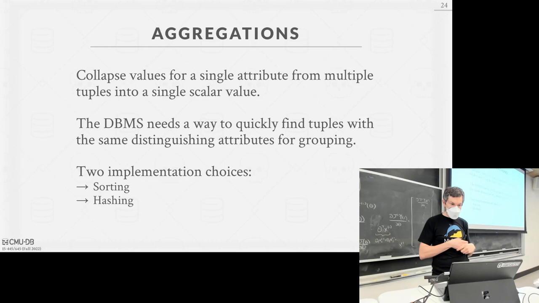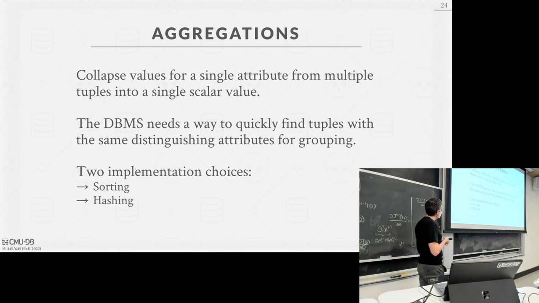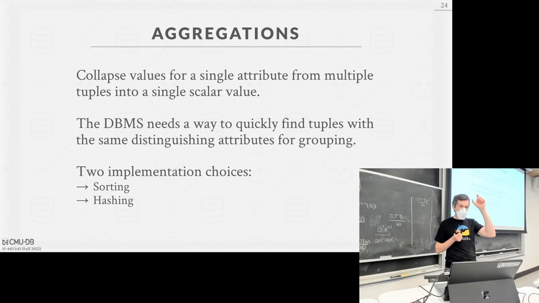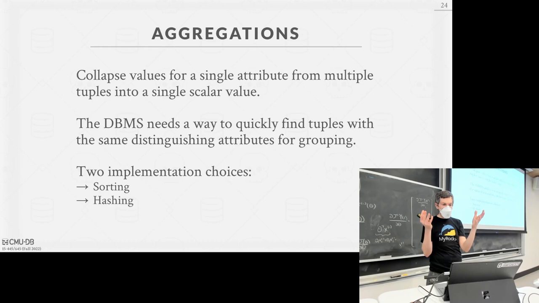All right, so let's talk about how we actually want to implement aggregations now. Just recall from the beginning of the semester that an aggregation is some kind of function that takes multiple values from a single attribute in our data set and converts them into a single scalar value. Min, max, sum, count, average, and so forth. So when we implement these aggregations, we need a way for the system to quickly find the tuples that have the same values for the attribute we're building the aggregation on, so that we can group them and compute the aggregation function we want.